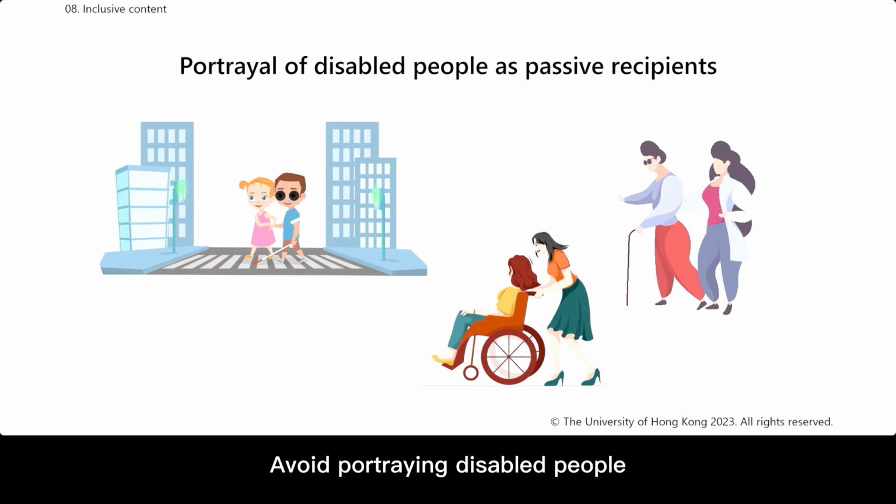Avoid portraying disabled people as passive recipients of help from others. For example, a student with visual impairment being helped to cross the road, or the wheelchair of a wheelchair-using student being pushed by a fellow classmate.